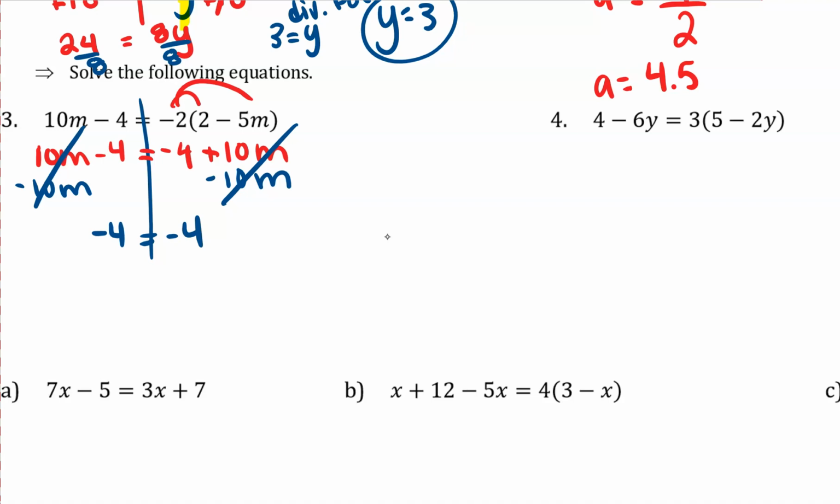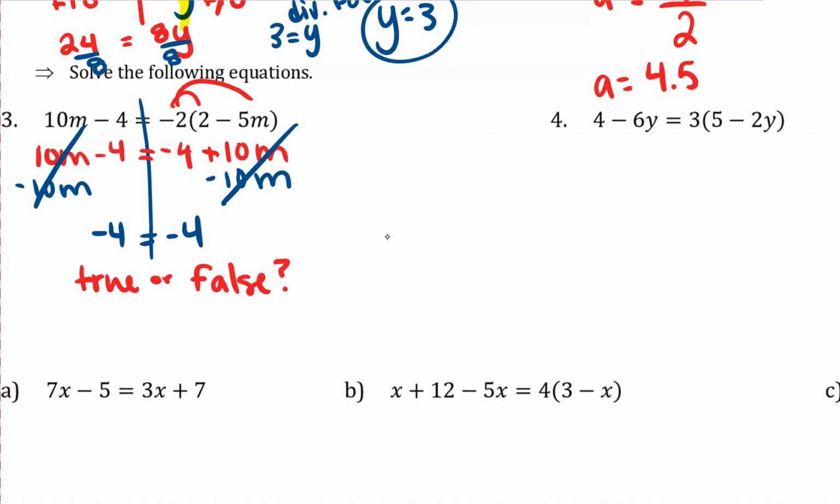I don't have a variable left. I don't have an m left. And the whole point was to solve for m, right? Well, if m's not there anymore, then we're not going to have a normal solution. If m's totally gone, we have 2 options. We either have all real numbers or no solution. And the way we decide if this is all real numbers or no solution is we look at this statement and we decide if it's true or false.